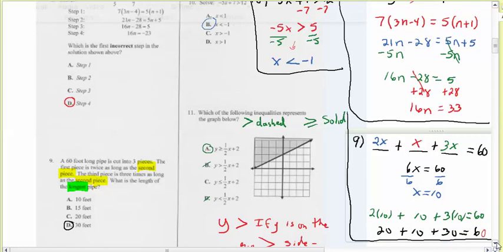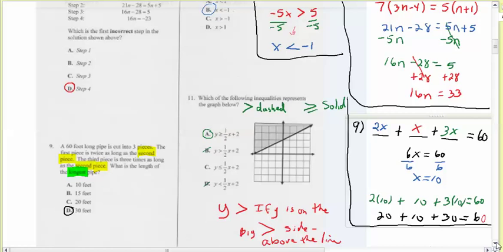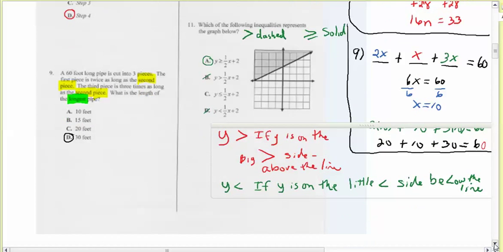Okay, if there's no line under it, it's dashed. If there's a line under it, solid. So I'm looking for a problem that has a line in it because it's a solid line. So that's where I got rid of the B and the D. And then if the y is on the big side, it's above the line. And if the y is on the little side, it's going to be below the line. So this is shaded above the line, so I'm looking for the y that's on the big side. So here it is. So that's letter A.